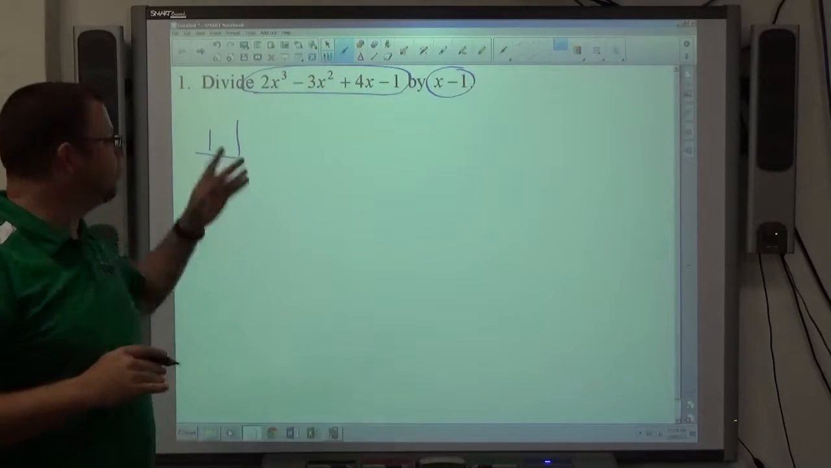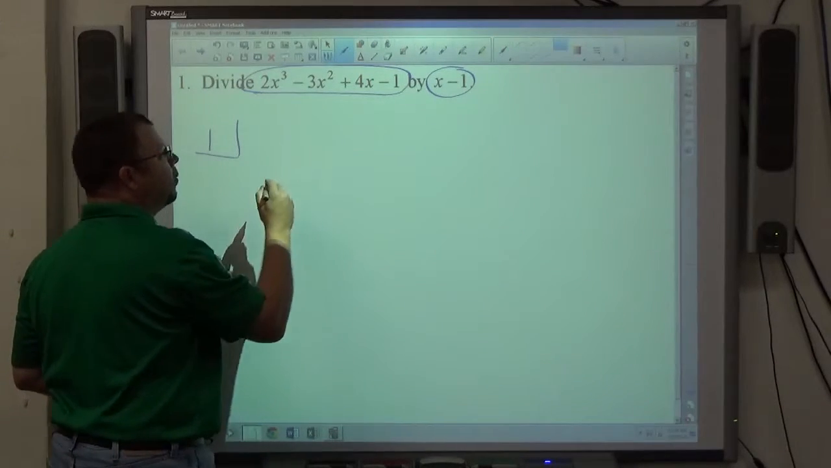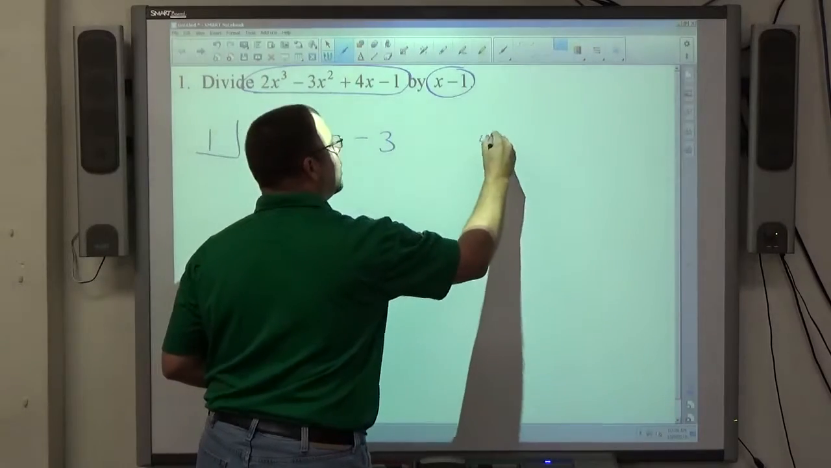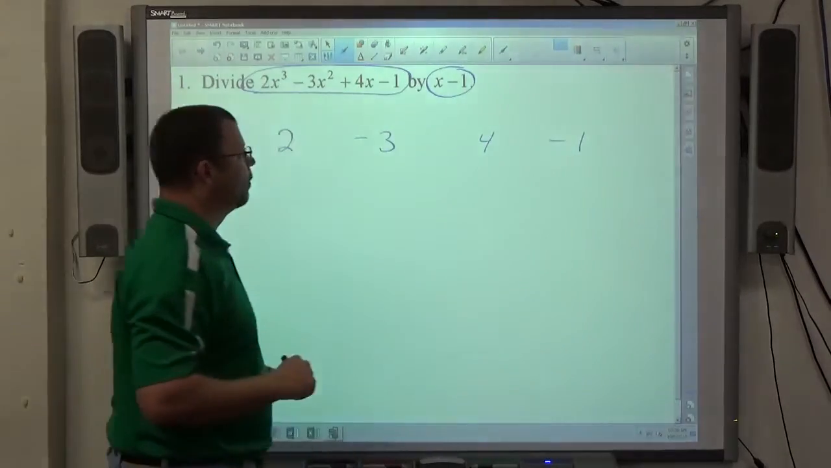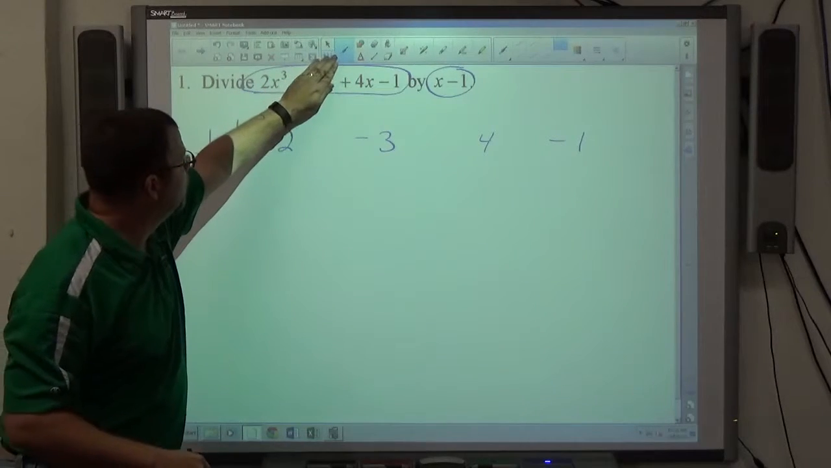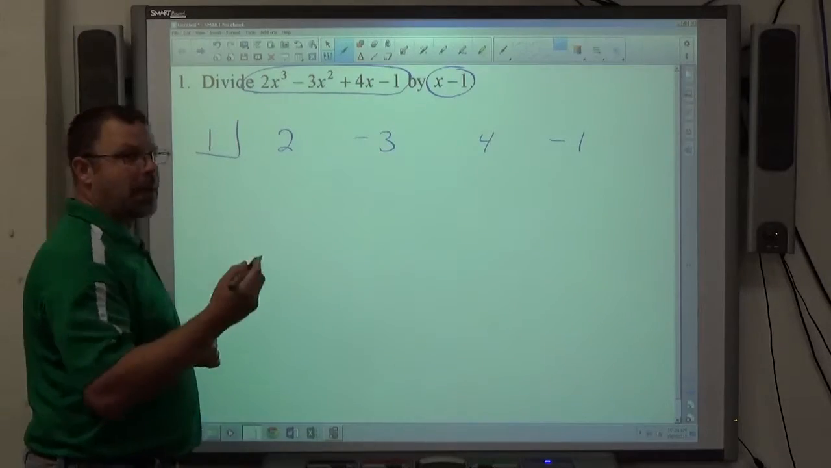Every power of x from the highest power 3 down to the constant is accounted for, so we have no zero terms. So 2, negative 3, positive 4, negative 1 are the coefficients. If there was a power missing, for example, if it was 2x cubed plus 4x minus 1, this would be a 0. You do have to put the 0 there, and that may happen on the quiz.